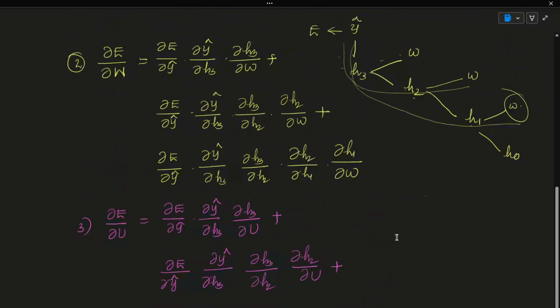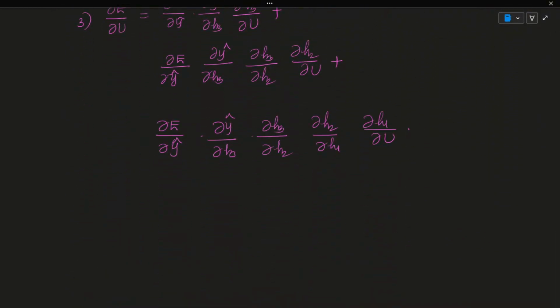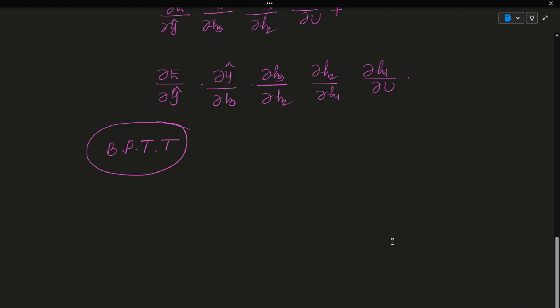So this is known as backpropagation through time in RNN. In the next class, we'll see why this is difficult. What are the problems we face through this backpropagation in RNN?